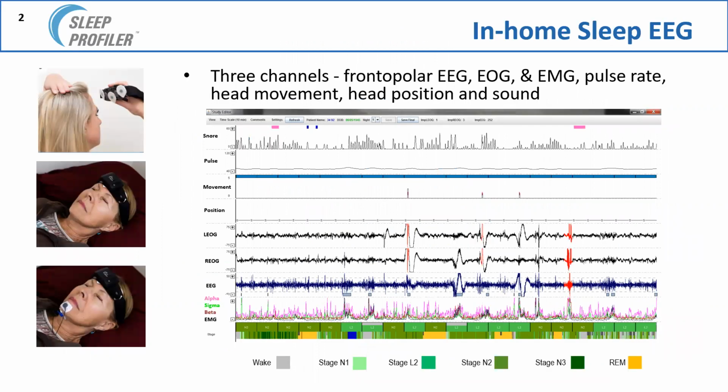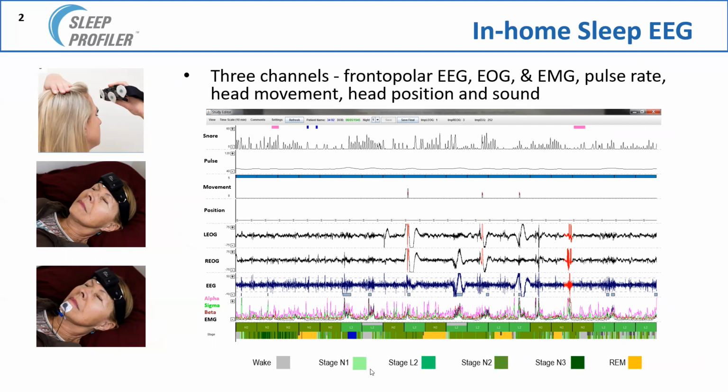First, let me introduce you to the Sleep Profiler. This is a product that's light, easy to apply by the patient, typically worn in their home. And this is what the signal patterns look like on a 10-minute screen. First, we have the acoustic microphone that measures snoring. We use reflectance technology to measure pulse rate. Accelerometers measure head movement and head position. And we measure from AF7 to FPZ to pick up the left ocular activity, and AF8 to FPZ to measure the right ocular activity. And we measure the EEG from AF7 to AF8.